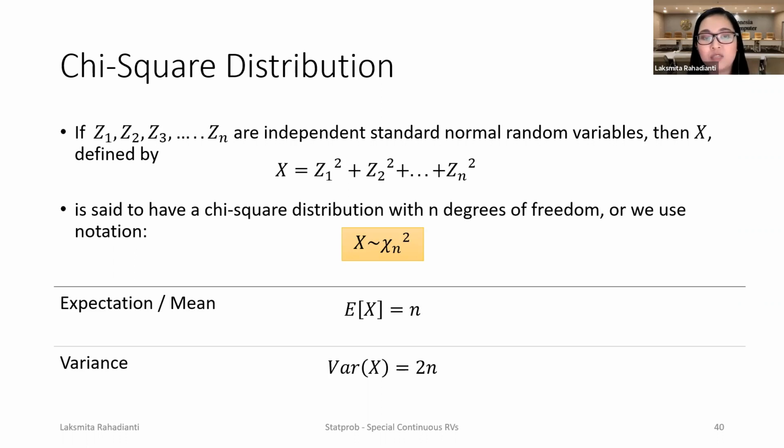You can also use this notation: X follows a chi-square distribution with a certain degree of freedom. So if your degree of freedom is 8, then you can write it as X follows a chi-square. This is not a normal X, it's a curly X, with a degree of freedom of 8, and this is just squared. And since it is a combination of standard normal variables, you still end up with quite a simple expectation, the mean, which is n, and a variance of 2n.